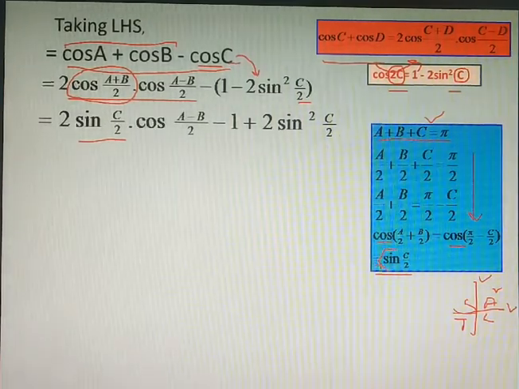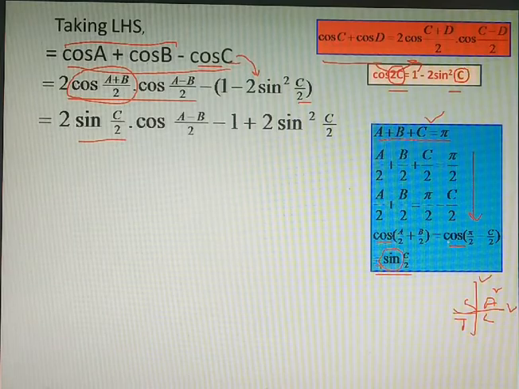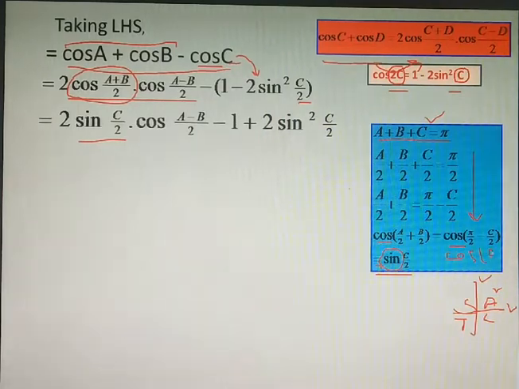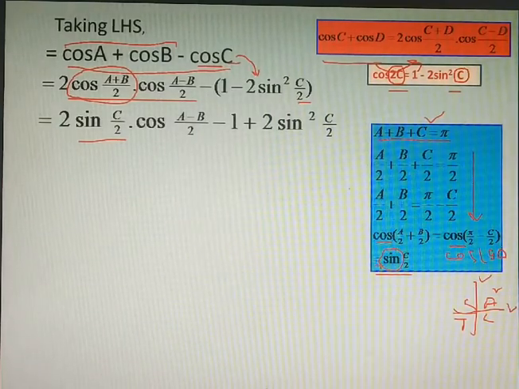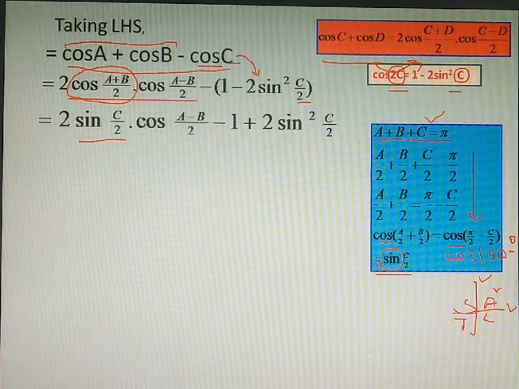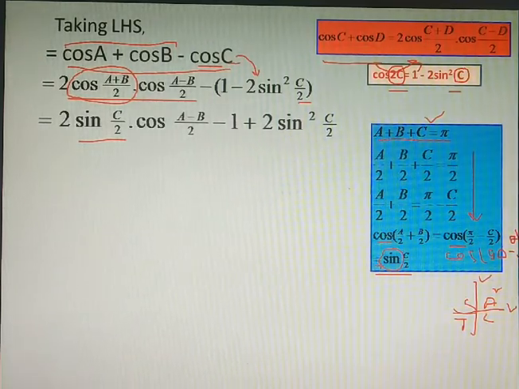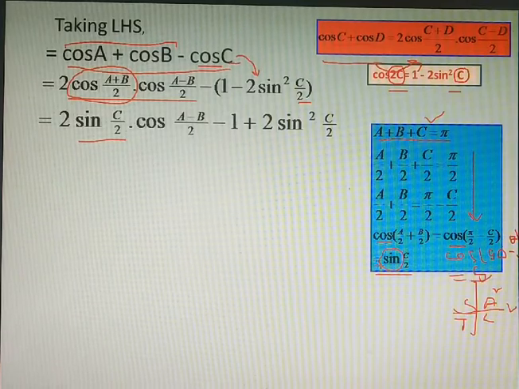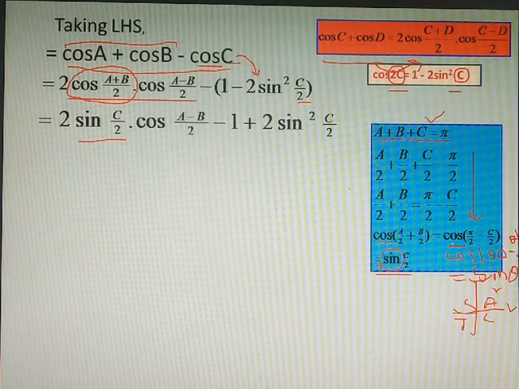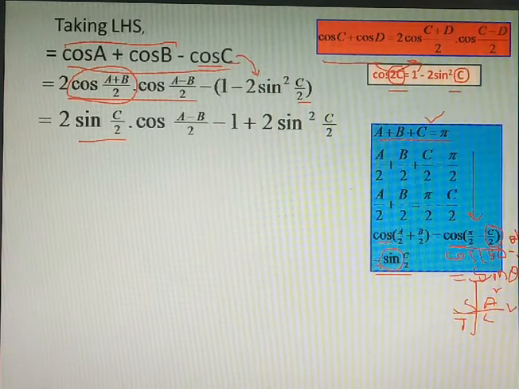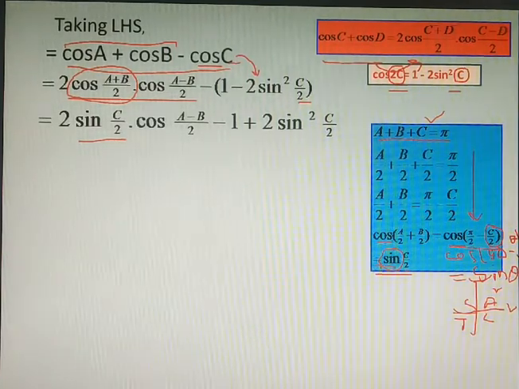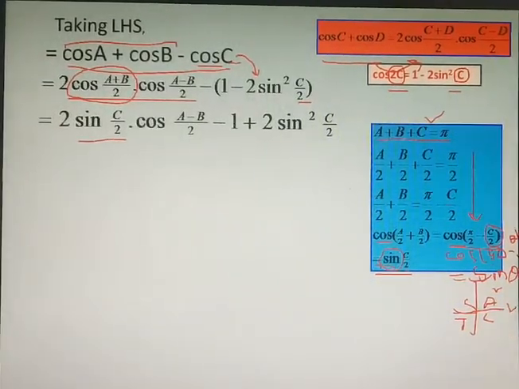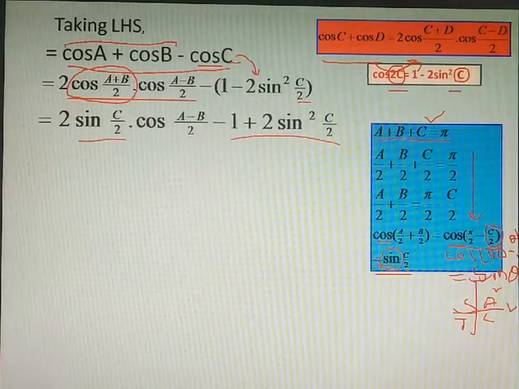And regarding this sign, you have learned that when the angle is cos(90° − θ), then we can write that as sin θ. So following the same rule, we have written cos(90° − ...), and this acts as θ, and this can be written as sin θ. In place of θ, we can write C/2. So this comes from the rule that I have just described.